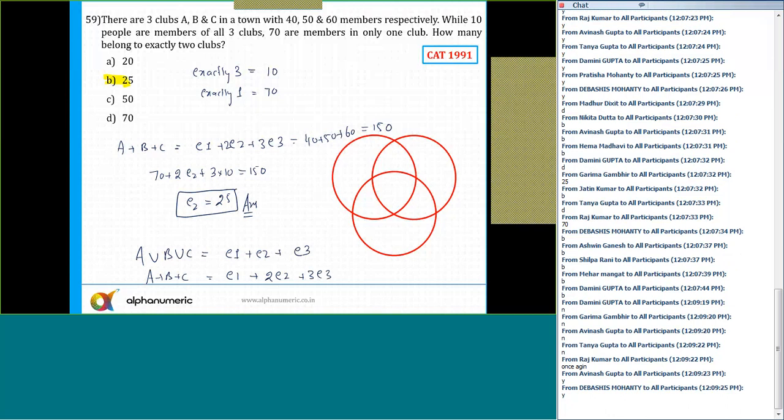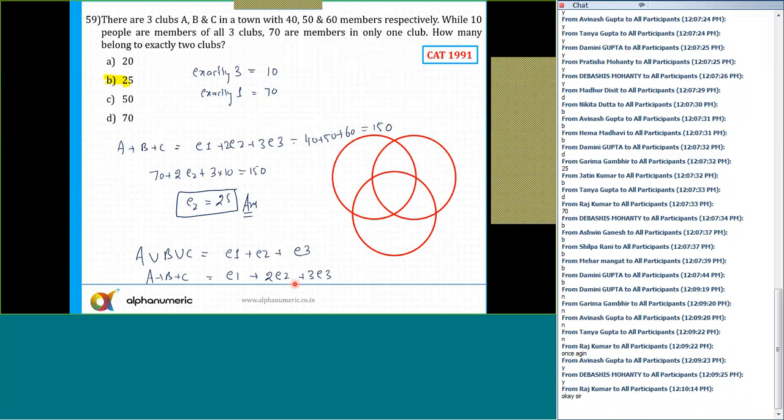We know all these values. Just substitute them: A, B, C are 40, 50, 60, so 40 plus 50 plus 60. Exactly 1 is 70, exactly 3 is 10. Substitute this, and you'll get exactly 2. Clear now? Can I move to the next question?